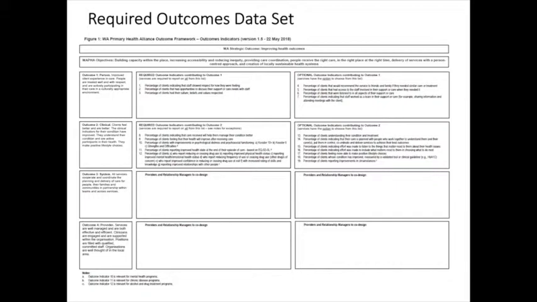Here we have the required outcomes dataset. Down the left-hand side is the quadruple aim, including the 4 outcome domains. In the middle is the required indicators, 3 within person and 5 within clinical. However, indicators 10, 11, and 12 do not apply to all services. They depend on the type of service that is being delivered. And on the far right are the optional outcome indicators that you might choose to report on if you would like.